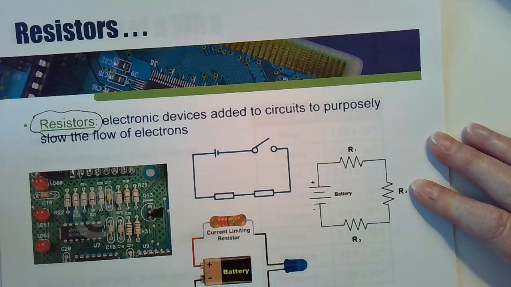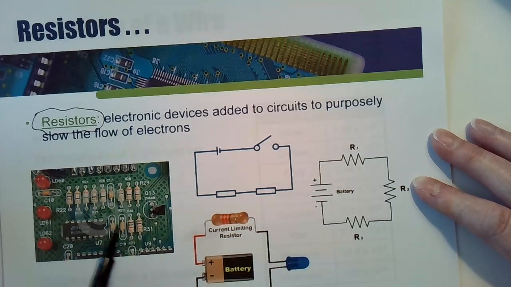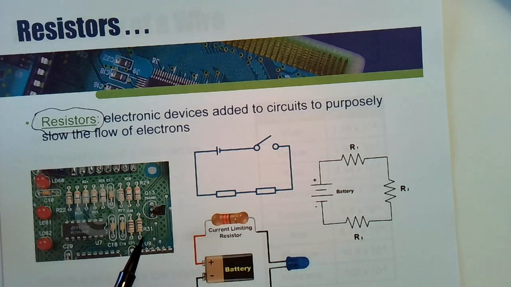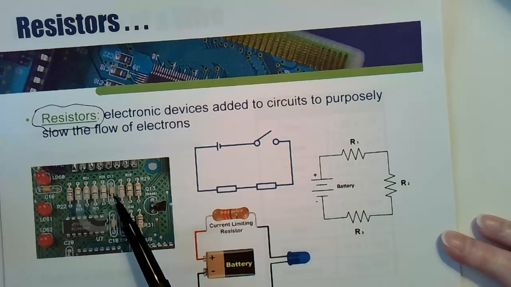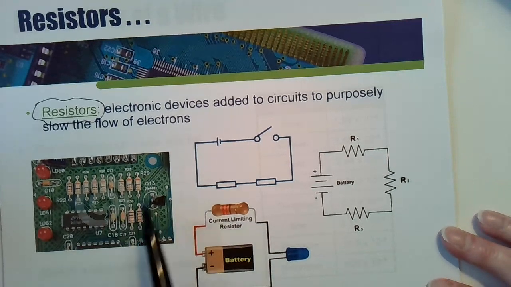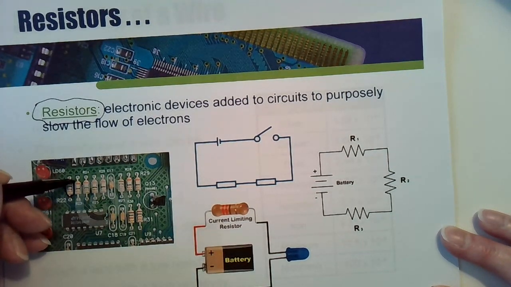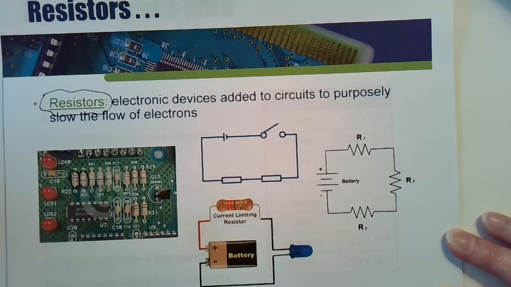At school, I have a bunch of little resistors I could have shown you, but they are about the size of, oh gosh, maybe like the eraser on your pencil. They're tiny, tiny. And this would be like if I opened up my computer and looked at the circuit board, you would see these little tiny things here. These are the resistors that we're talking about.